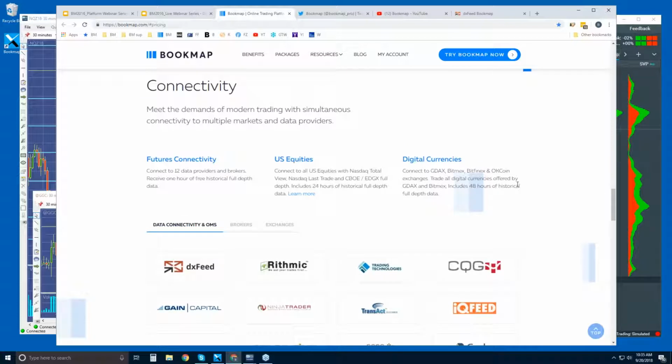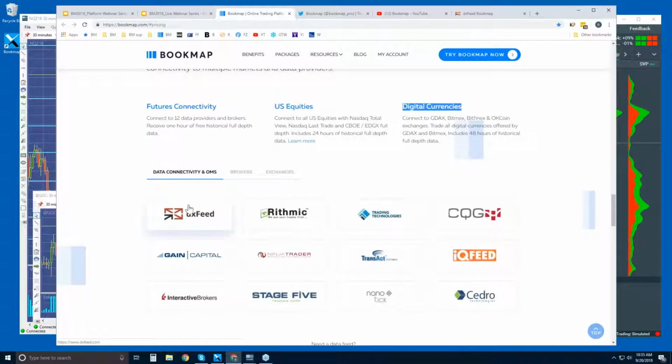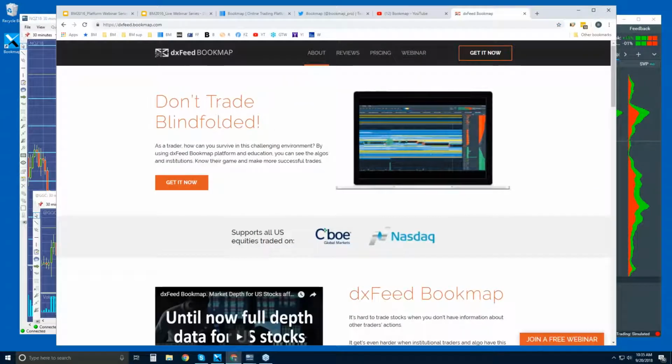Connectivity. This is important because Bookmap is software. We're not a broker, nor are we a data provider. We connect to 3 different types of markets: futures, US equities, and digital currencies. The data for the digital currencies is free, but for US equities and for futures, you will need to provide the data because we're just software. This is how you connect. For US equities, there's DX feed. That's the method you can connect for those US equities. If you want to know more about it, you can go to that DX feed webinar later today at 1 p.m. Eastern.